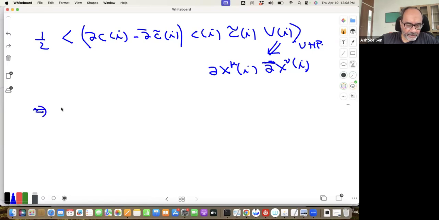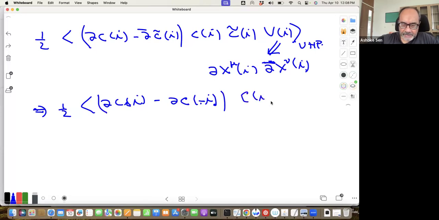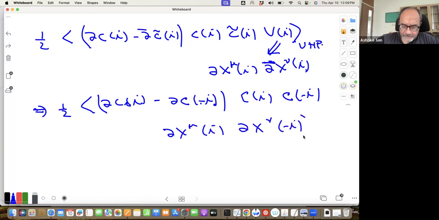So this will be given by one half, del c of i minus del c of minus i, c of i, c of minus i, del X mu of i, del X mu of minus i. Okay, in the plane.